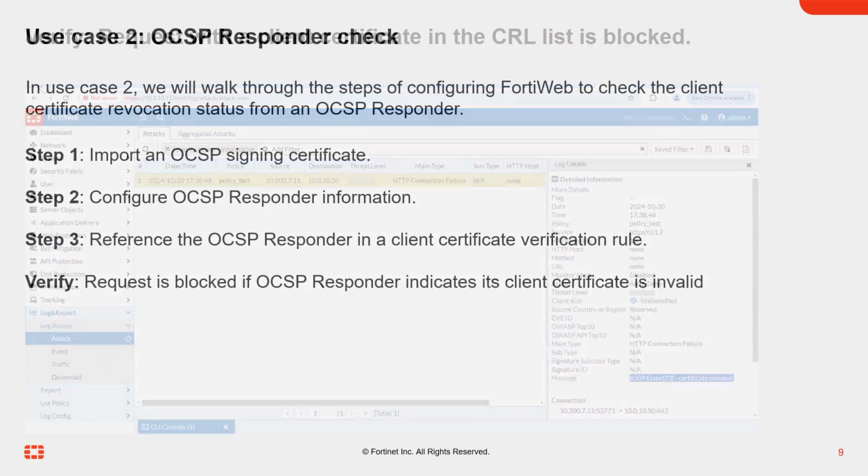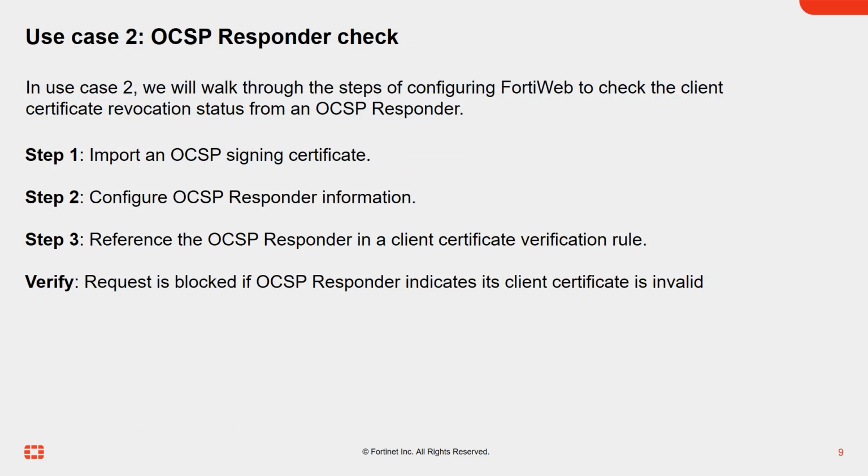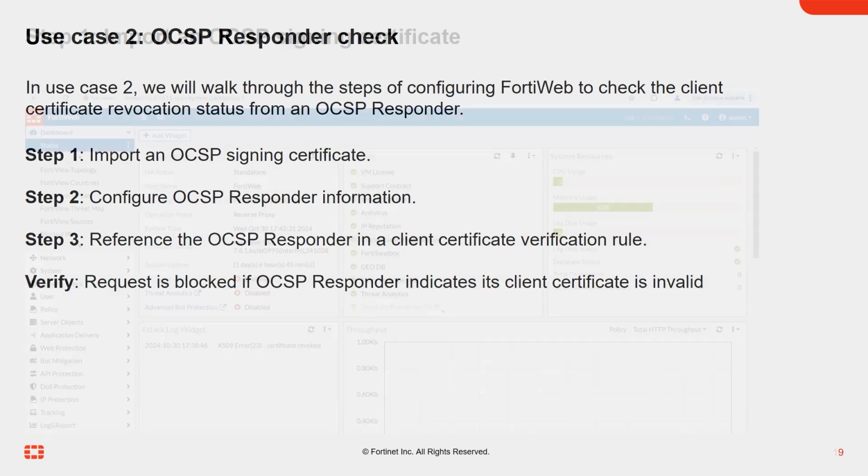In Use Case 2, we will walk through the steps of configuring FortiWeb to check the client certificate revocation status from an OCSP responder. We will first import an OCSP signing certificate, then configure the OCSP responder information. Next, we will reference the OCSP responder in a client certificate verification rule. Lastly, we will verify that the request is blocked if the OCSP responder indicates the client certificate is invalid.